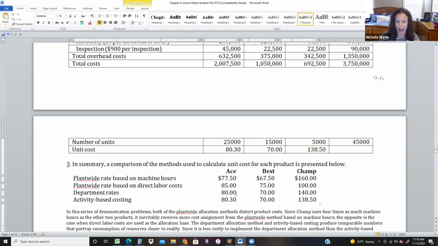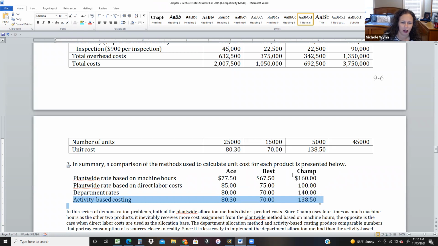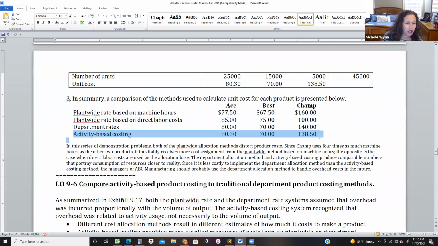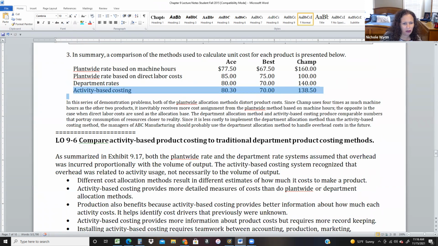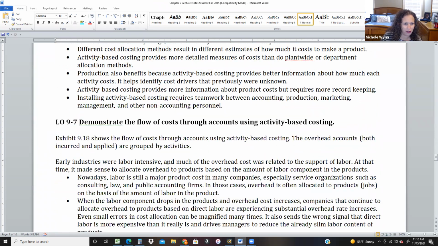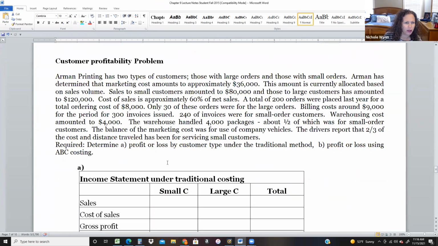Sometimes it's a dramatic difference and sometimes it's not. And so it is important to realize that activity-based costing is the most accurate, but it's also the most time consuming. So you have to balance your time and how you're going to do this. Okay. So this is just comparing traditional versus activity-based costing. So I think we're pretty good here.